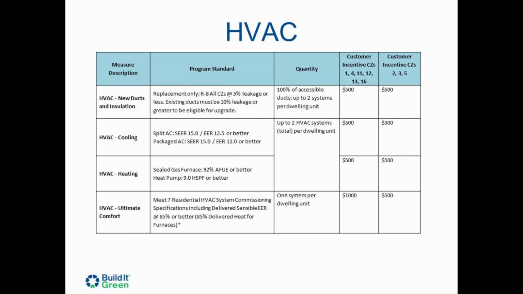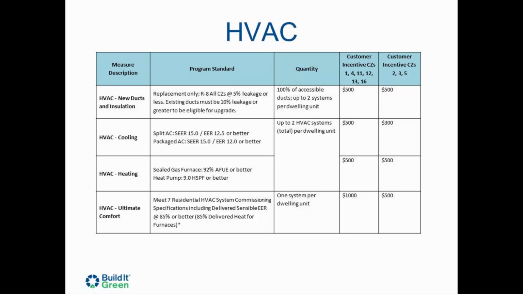All right, so now we're in the HVAC section. So new ducts and insulation can be claimed, R8 for all climate zones, 5% leakage or less. Existing ducts must be 10% leakage or greater to be eligible.